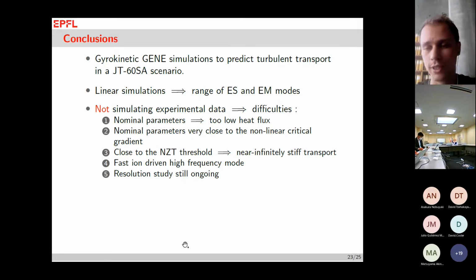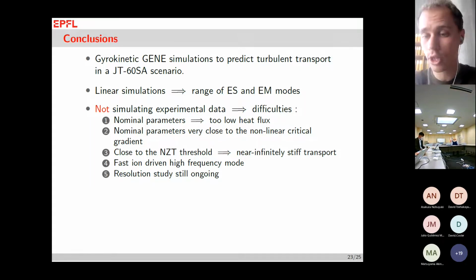First of all, we saw that if we take the nominal parameters, we get very low heat flux, much lower compared to what we expect. When we try to increase the heat flux by increasing the gradients, we got the non-zonal transition, meaning that the heat flux does not saturate. And experimentally, this essentially means that we're going to have near infinitely stiff transport. So whatever power you give in, you won't change the gradients because of this very high heat flux. And finally, we also discovered this high frequency mode.